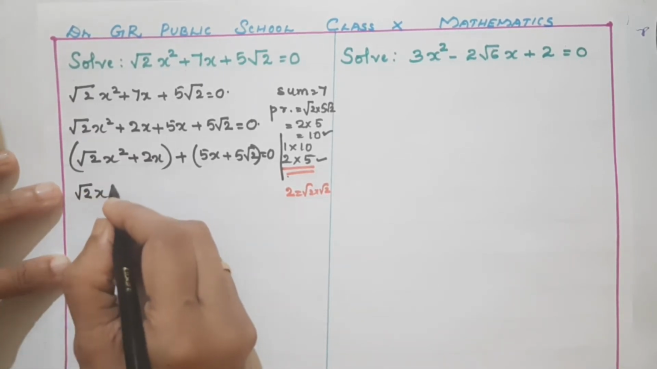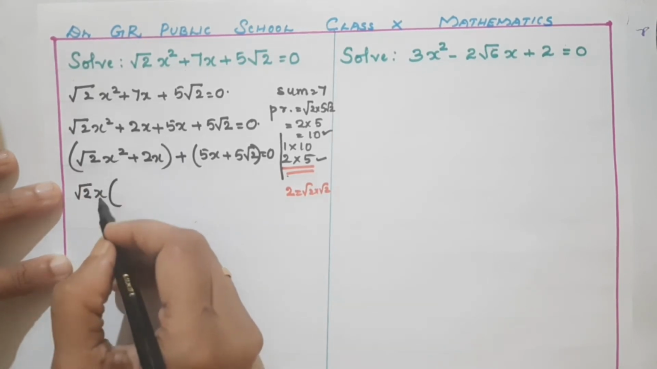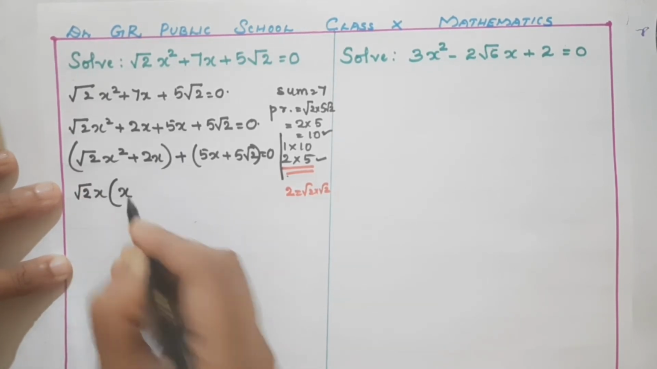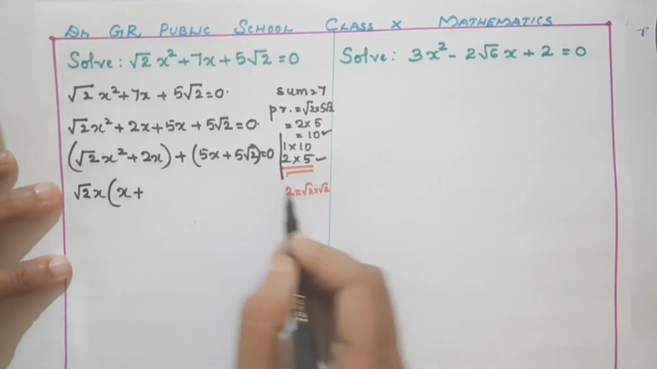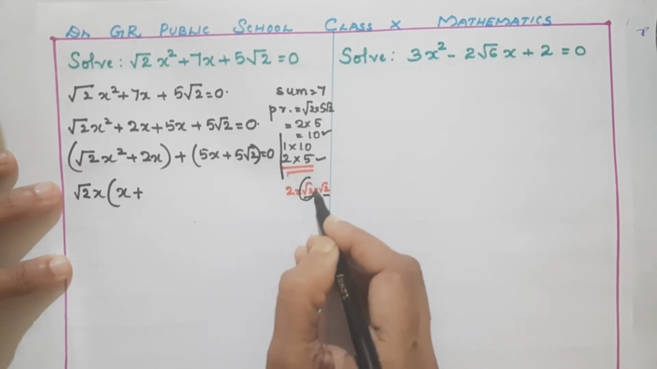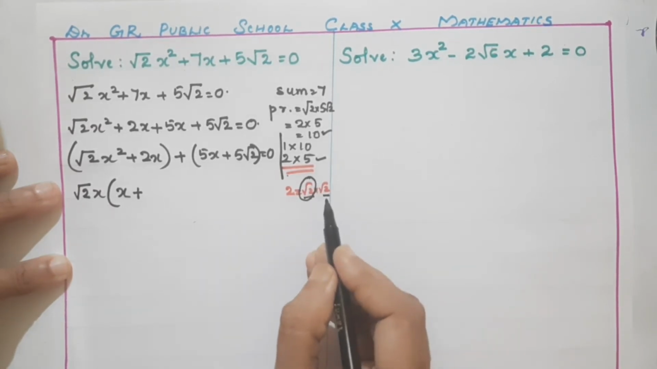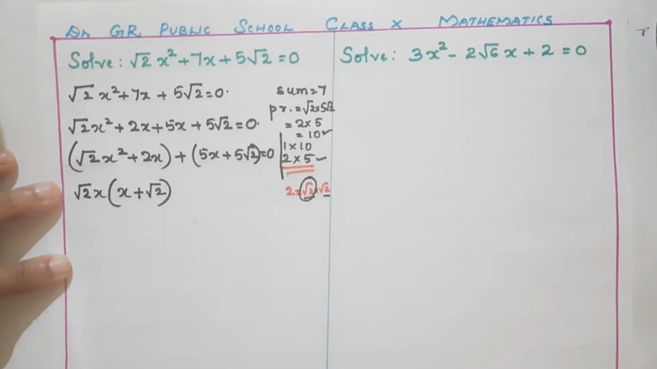Okay. Now, inside the bracket. Root 2 we have taken. 1x we have taken. So, x is remaining. Plus. Here 2 we can split as root 2 into root 2. We have taken 1 root 2 outside. So what is remaining? 1 root 2 is remaining. So root 2. Okay. Did you get this?